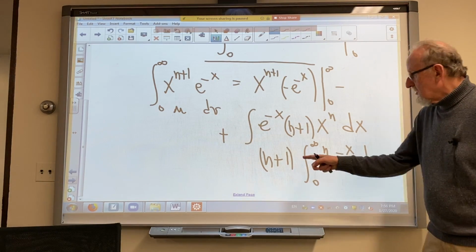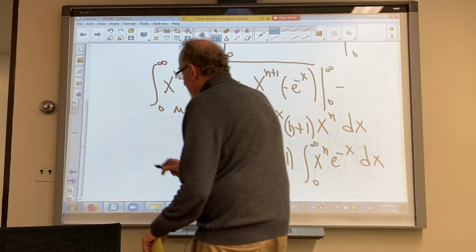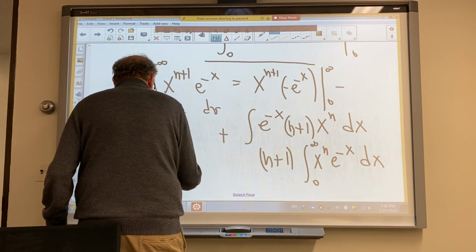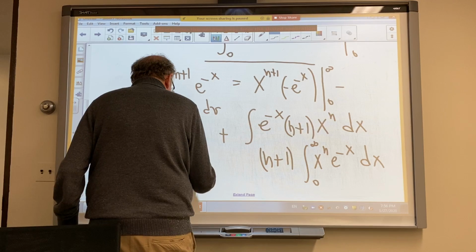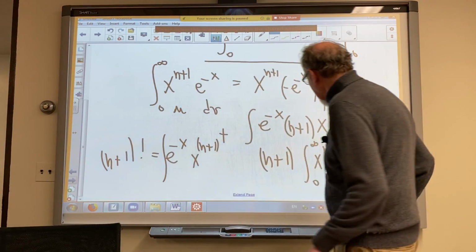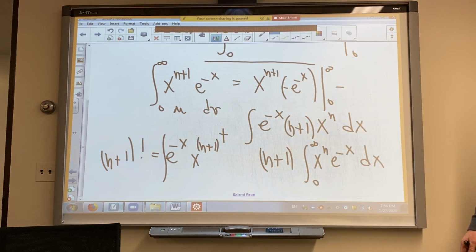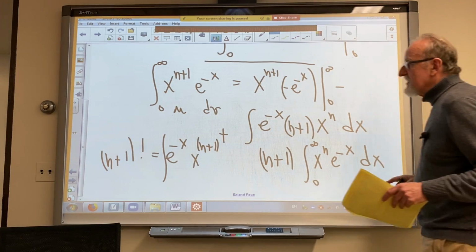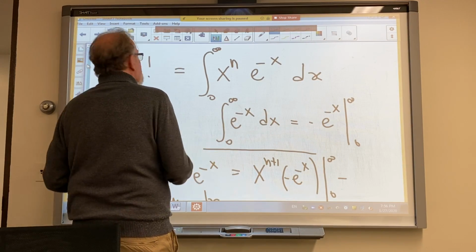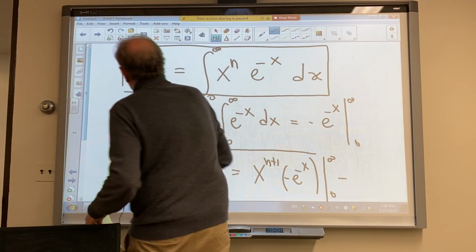So what have I proven? n factorial times n plus 1 is n plus 1 factorial. So that n plus 1 factorial is just the integral of e to the minus x times x to the n plus 1. So I assumed that the formula was valid for the case n, and I proved it's valid for n plus 1. So we have established this formula. All this work just to establish the first of many formulas that we'll need. This is an expression of the factorial.